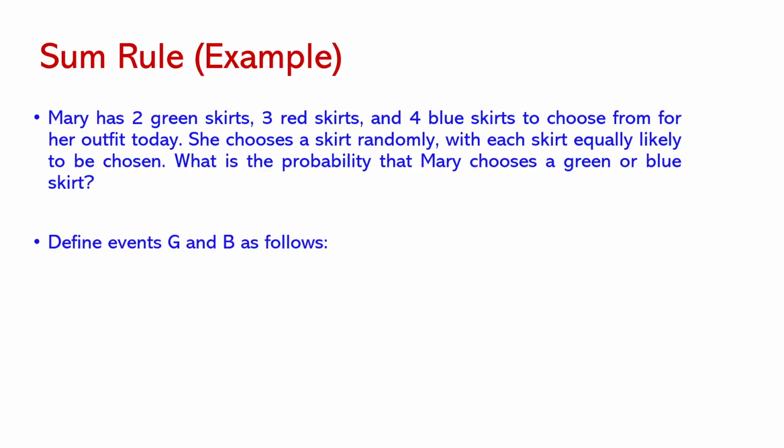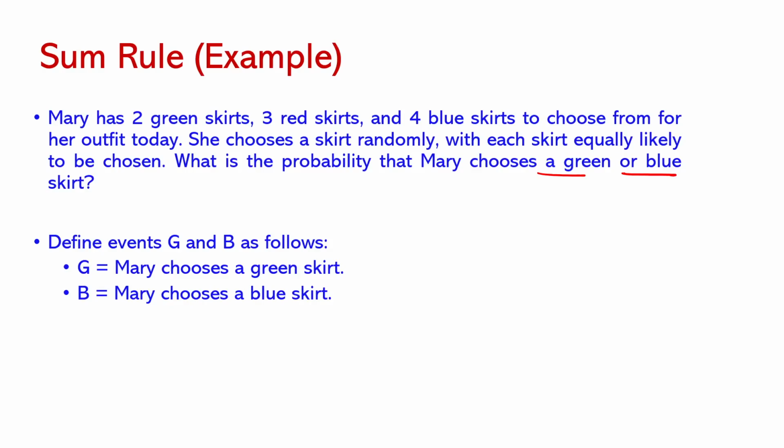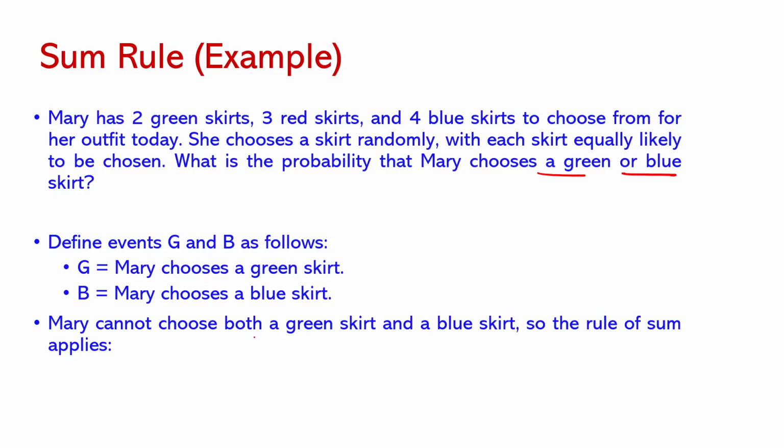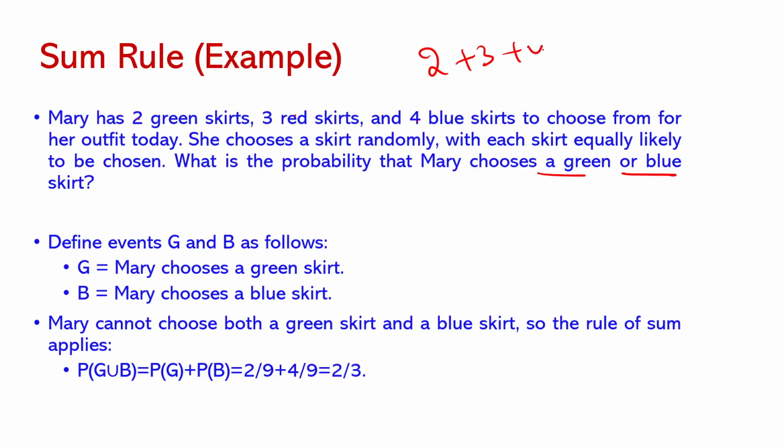So, let us see. Let us define the events G and B as follows, because she chooses a green as well as a blue. Let G be an event, Mary chooses a green skirt, and B be an event, she chooses a blue skirt. Now, Mary cannot choose both a green and blue. So, the rule of sum applies here. She cannot choose both, right. So, G union B. Okay. Total how many skirts are there? You see 2 plus 3 plus 4. 2 plus 3 plus 4 is 9.